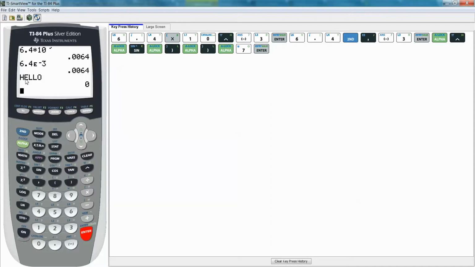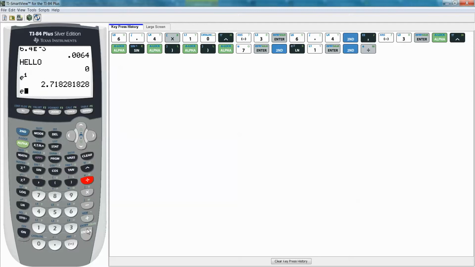Now you see how big that E is? See how it kind of takes up the full line? That's the capital letter E. Now that's not to be confused with the one above the LN button, in blue. If I hit second there, there's a little lowercase e, and if I hit one, you can see it's this number 2.718, blah, blah, blah. And that's actually the same number, letter E, that's above your division symbol. If I hit blue, second, and then division, it's the same little lowercase e, and it's 2.718.